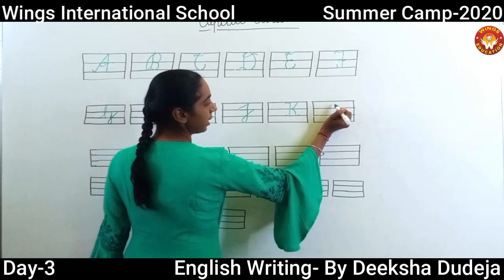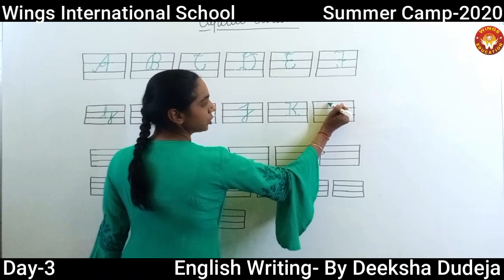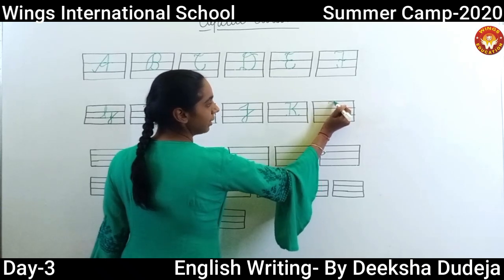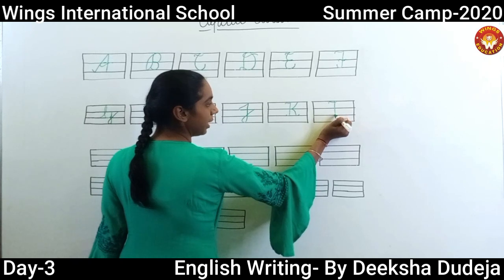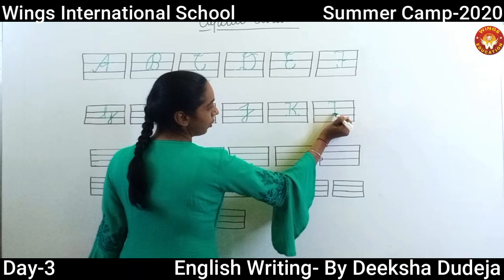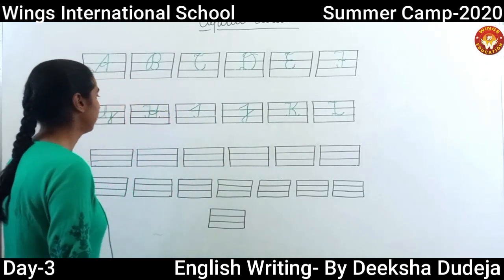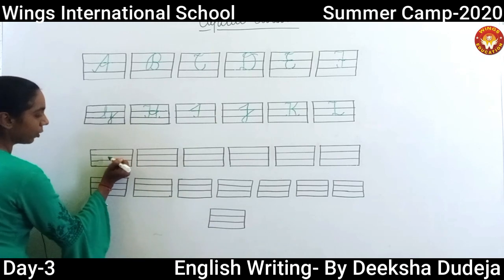And next L. Start from small curve line and touch first line. And I draw standing line, first line to third line. Again I round and I draw curve line and touch third line. Next is M. I draw M.